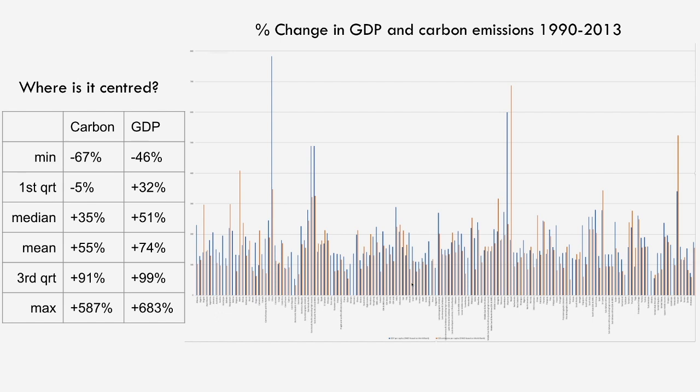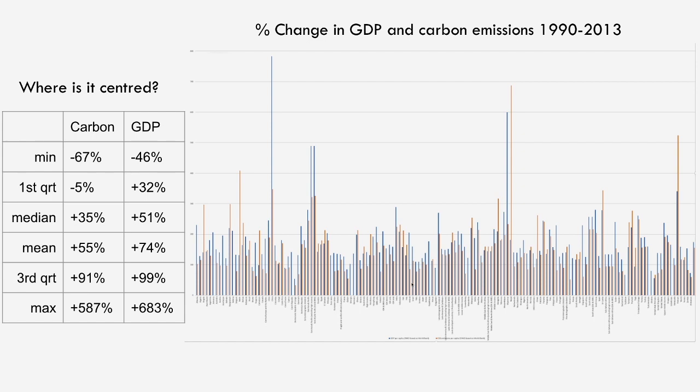So this is a relatively complicated data set that I just grabbed off the internet because I thought it could tell an interesting story, but it started out kind of a mess. And we can look at those 6 numbers. So we can look at the minimum. Well, the smallest number in each of these is actually negative. So there's at least one country that reduced its carbon output by 67% between 1990 and 2013.